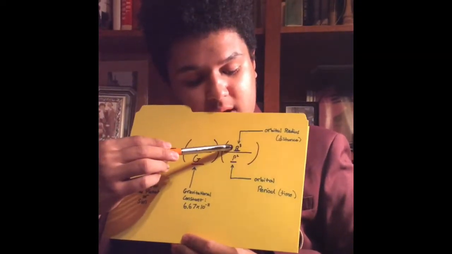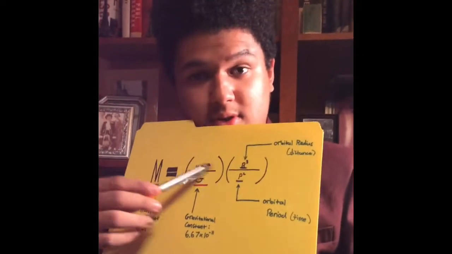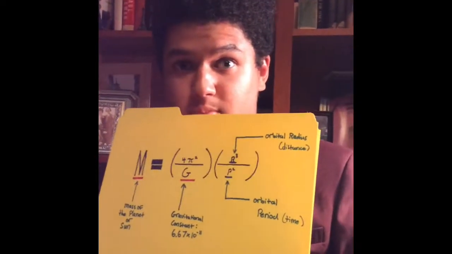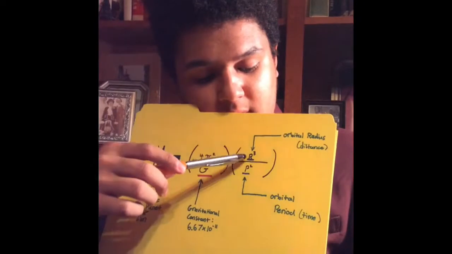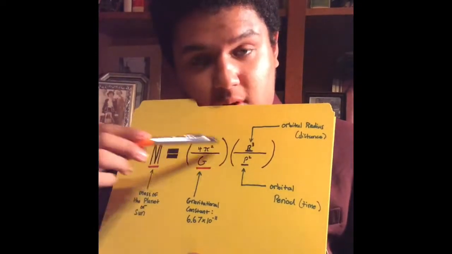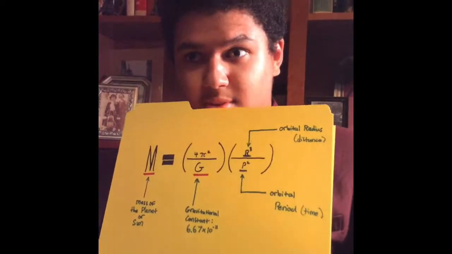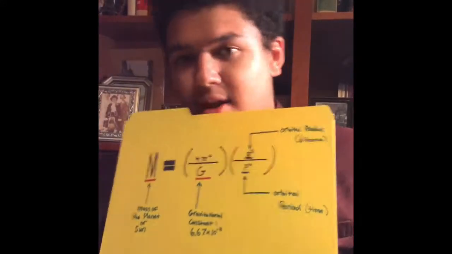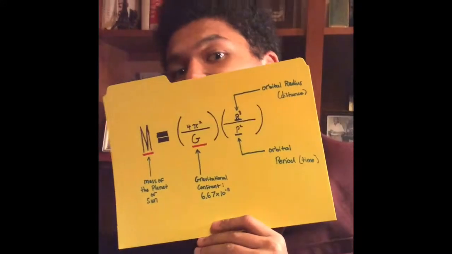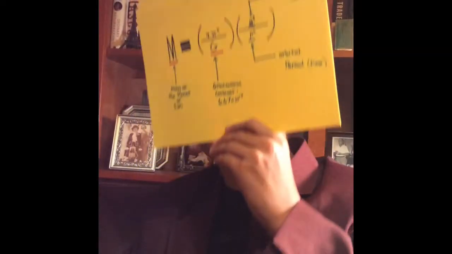The orbital radius cubed is, of course, the distance that the planet or moon is orbiting around the sun or planet, and that becomes cubed, and then is over the orbital period squared, which is the time it takes to orbit around the sun or planet. Next, I will be doing the demonstration of finding the mass of Jupiter.